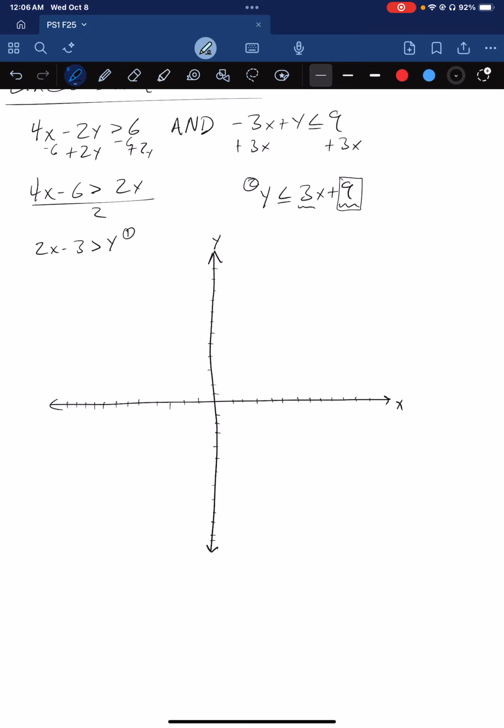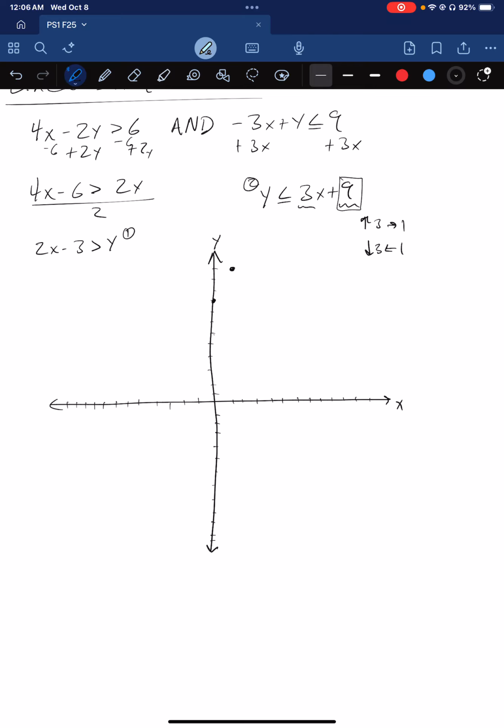So let's count 9. 1, 2, 3, 4, 5, 6, 7, 8, 9. I hope you were following along there. It's that point right there. And our slope is 3. What does that mean? It means we go up 3, right 1, or we can go down 3, left 1. I'm going to do one of those. 1, 2, 3, 1.